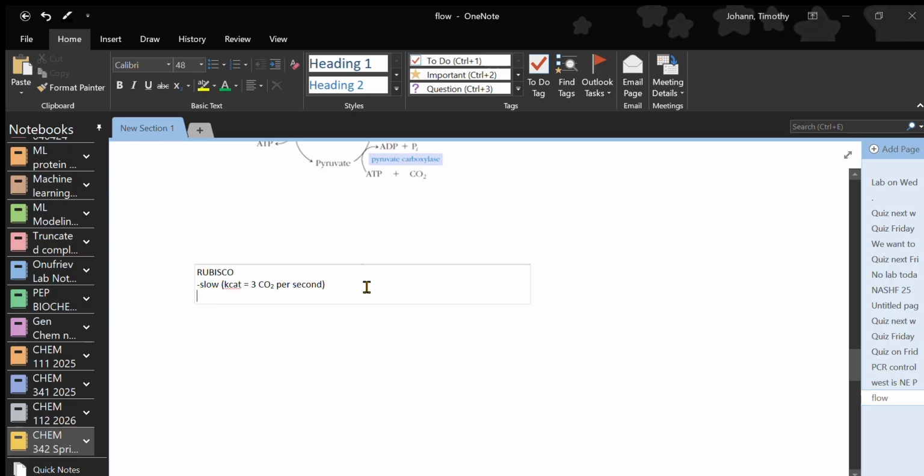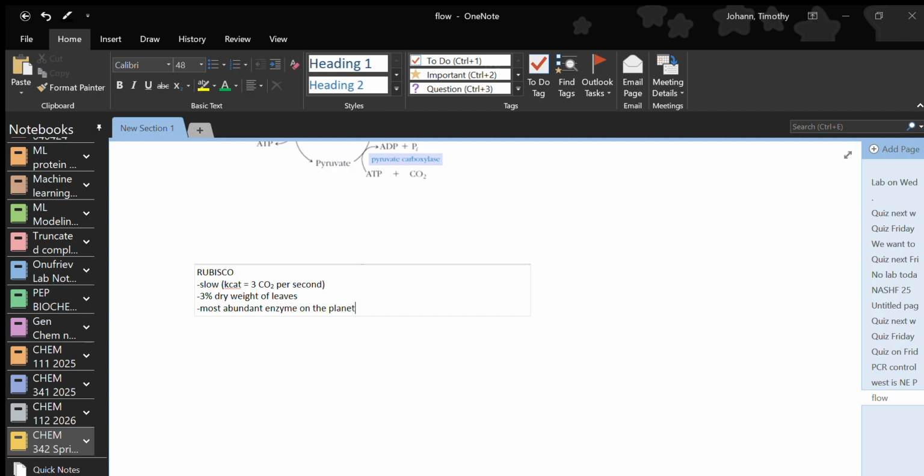All right, so it's a slow enzyme, but what it's doing is responsible for like all life, right? All life. This is responsible for capturing energy from the sun and making the rest of life possible. So you have to have a lot of it. It's like 3% of the dry weight of leaves. So 3% of that dry weight is one enzyme, Rubisco. It's the most abundant enzyme on the planet. It's also the most abundant protein on the planet.